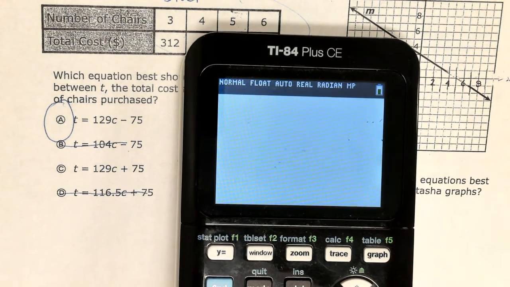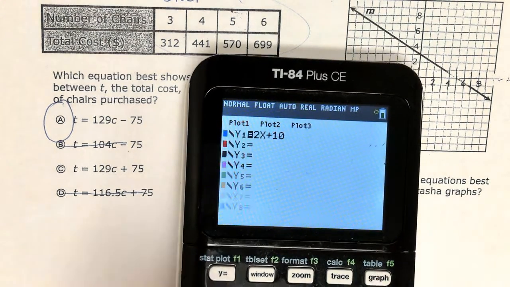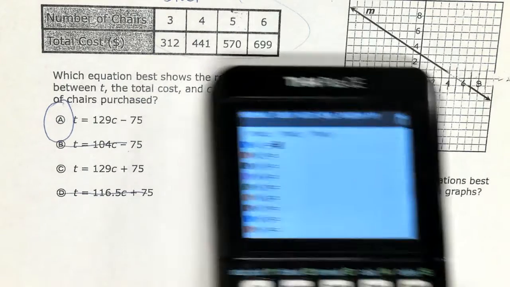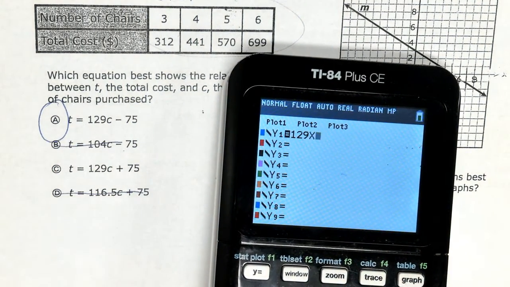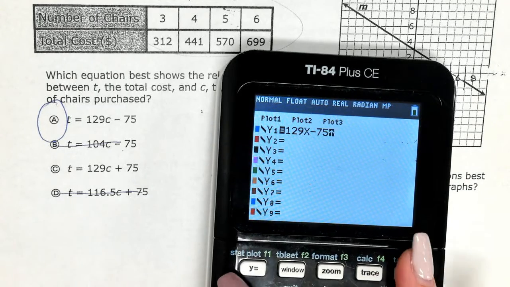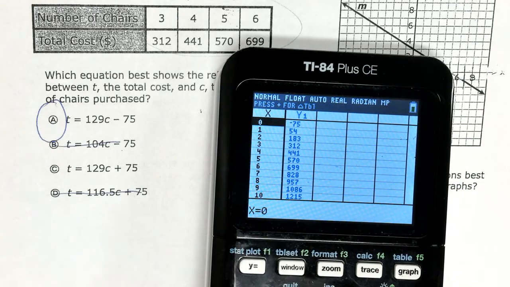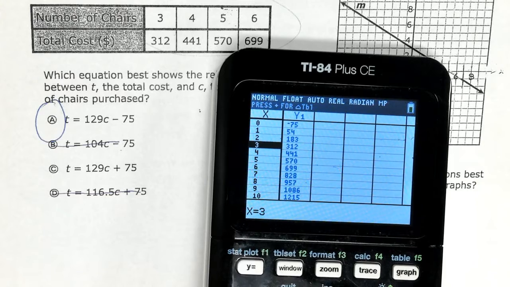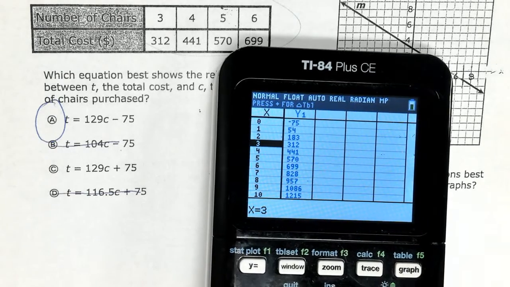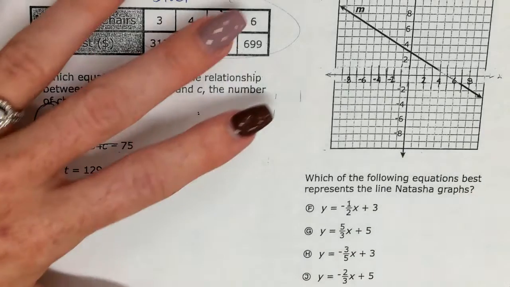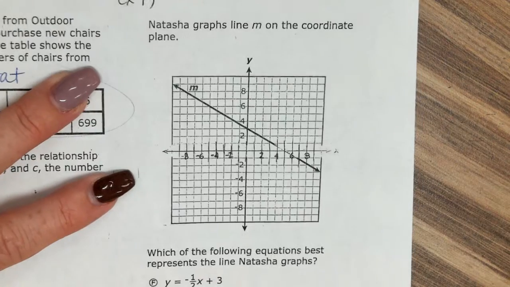What is another way I could have done this? My y equals button, yes? I could have put in choice A, 129x minus 75, second graph, and seen which one matched in here. You have to choose which way works for you. It does not matter to me. I like the stat button. All right, this next one.